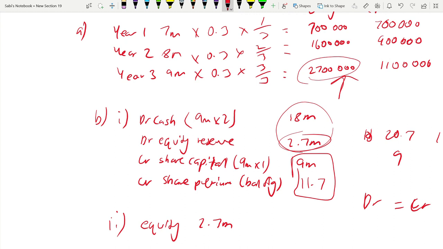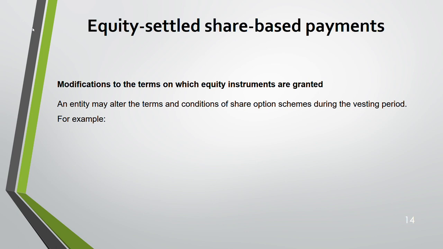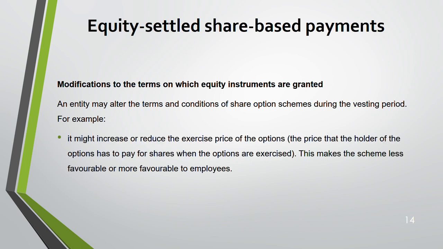Now we'll be moving on to modification of the scheme. Modifications to the terms on which equity instruments are granted. Okay, when modifications are done, that means you are changing the terms and conditions of the share option scheme, and this happens during the vesting period. For example, okay, you might increase or reduce the exercise price of the option. Exercise price means this is the price that the holder of the option has to pay when you exercise the option. So this can make the scheme less favorable or more favorable to employees.